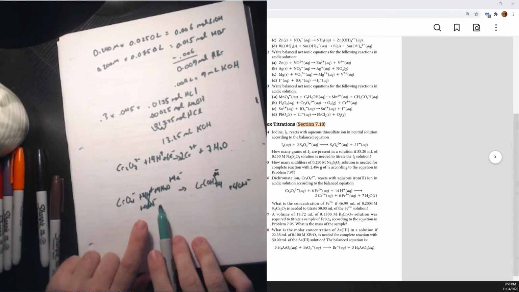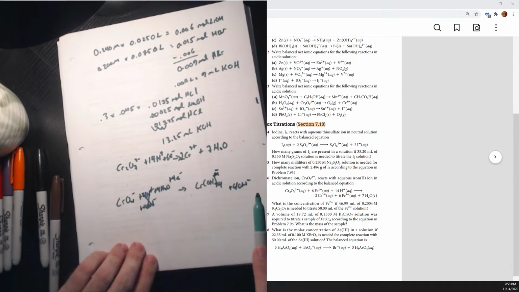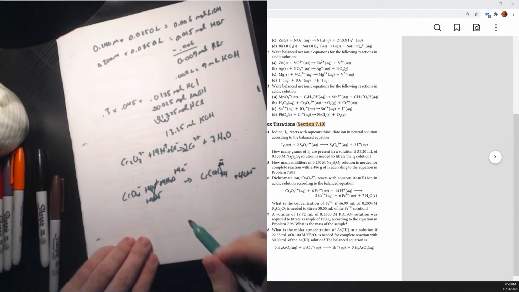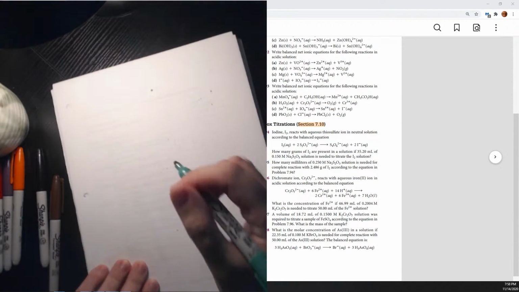Okay, so what did that amount to? We would have added 4 H plus to this side. Instead, we added 4 water and 4 hydroxide. That's what it amounted to. Okay, so let's give that a shot. Let's see if that continues to work out for us.